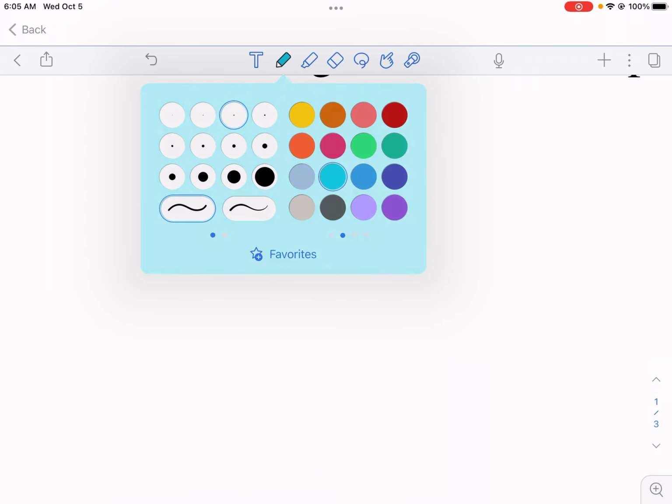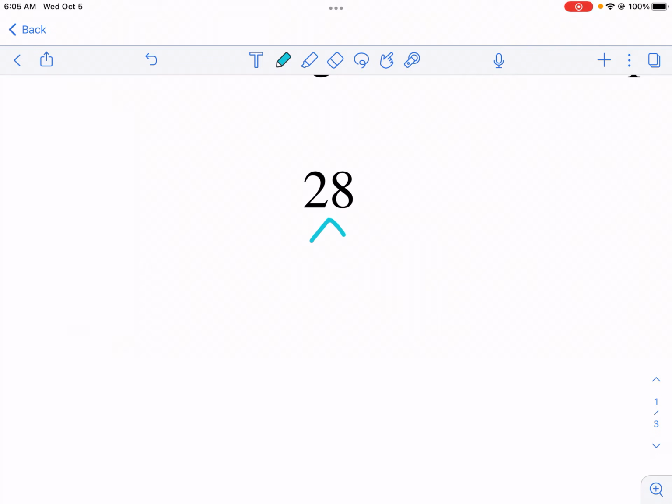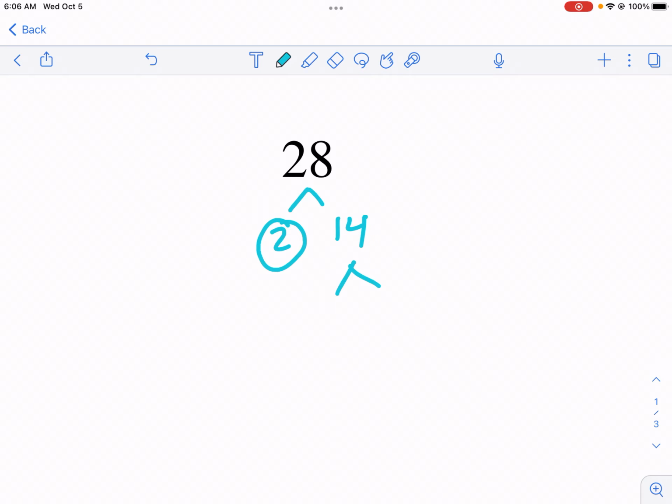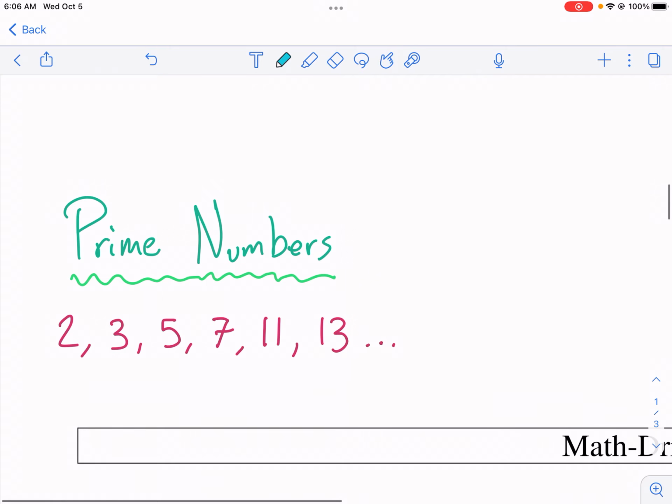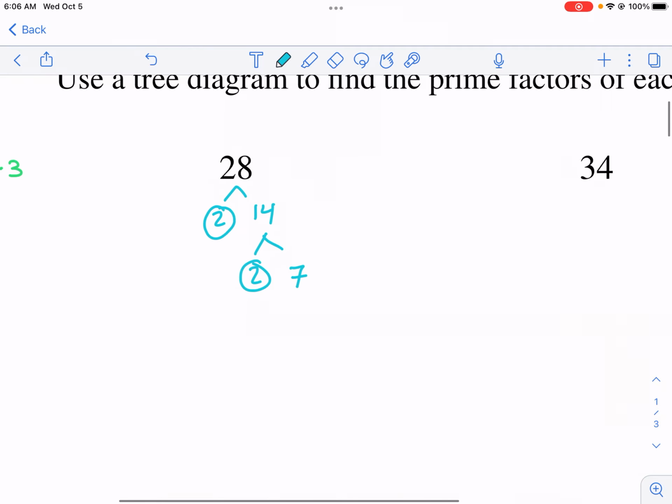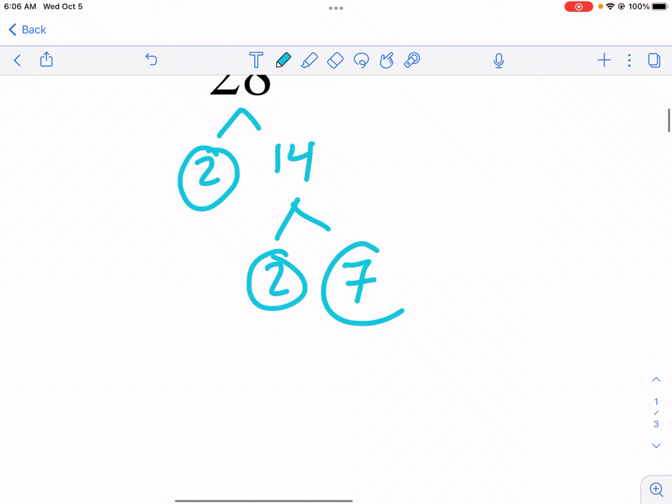This time we have 28, so I'm going to make my little trunk here. It's an even number. I'm going to put 2 on the left every time. Okay, so I have 2 and 14. Now I know 2 is my prime number, but 14 is not. 14 is another even number, so I know I can divide it by 2. As long as you have even numbers, divide by 2. And then I get 7. Now, let's say I don't remember if 7 is a prime number. I can always check, and it is. 7 is prime, so I can go back up here and circle this also.